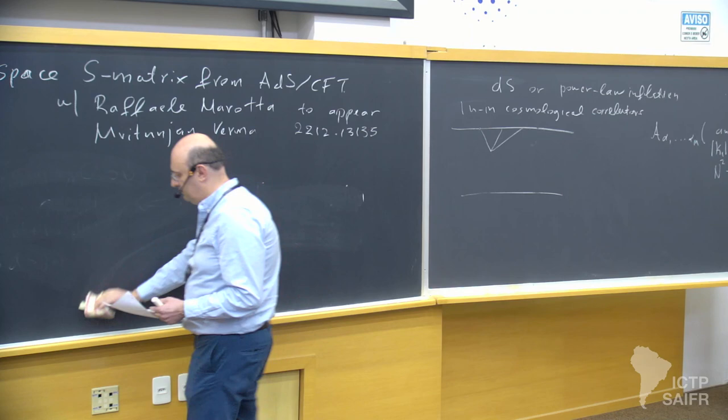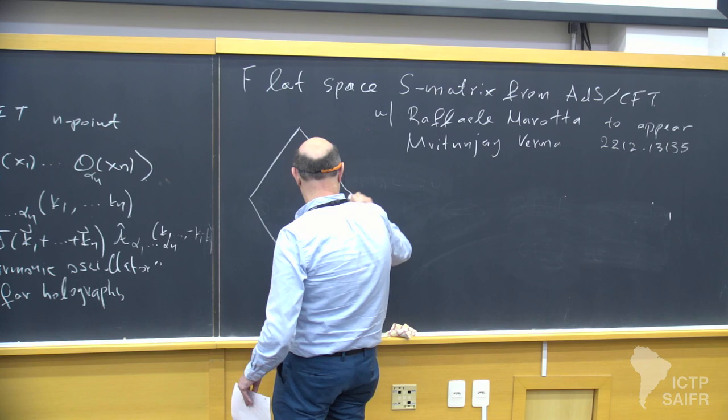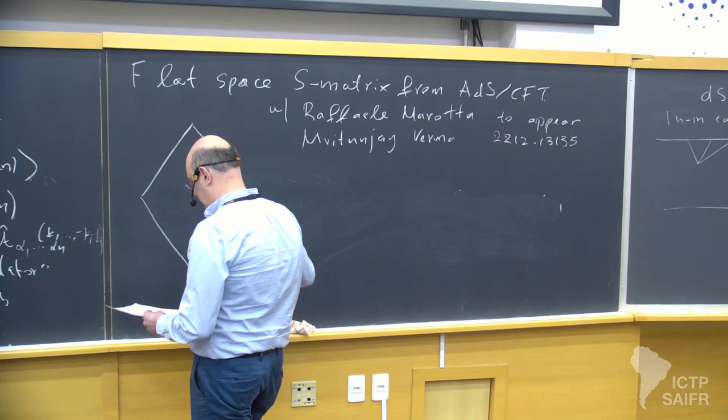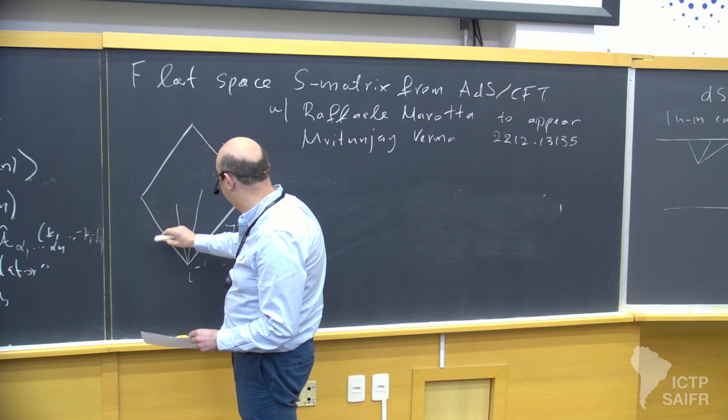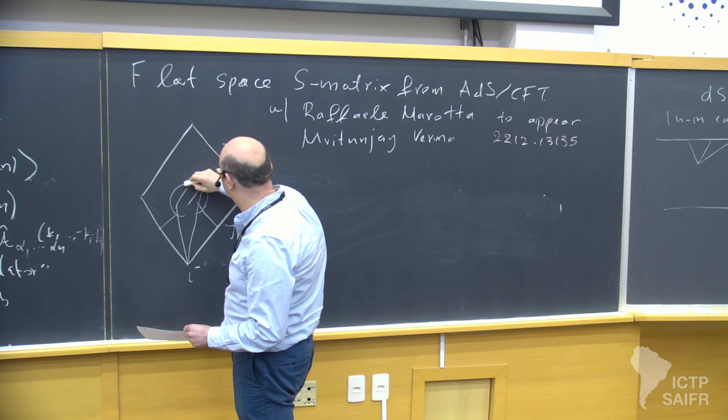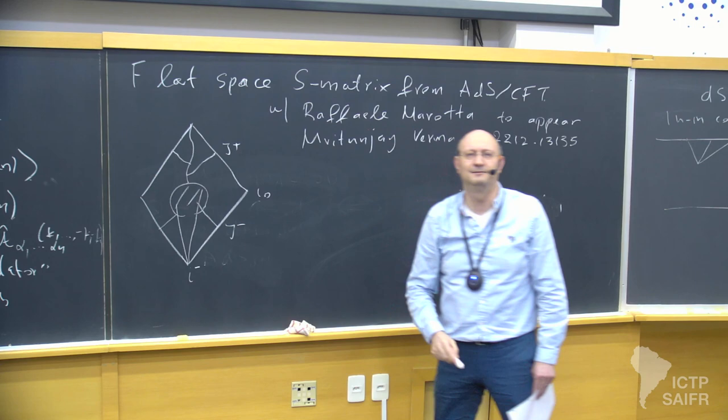In flat space, what we're interested in is scattering processes. So this is something like we have some massive particles starting from here, and then this can interact with massless ones, and then again there can be some interaction here, and this goes to infinity, and then there might be some radiation going to infinity.